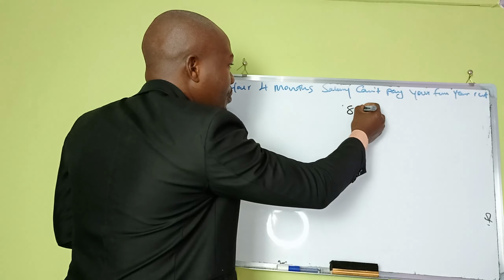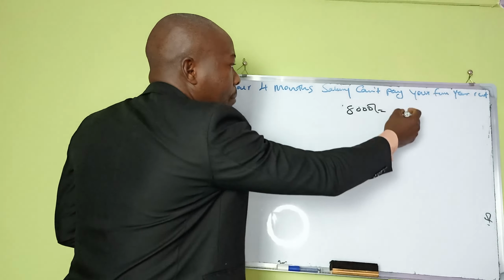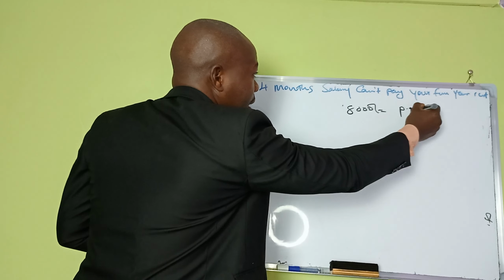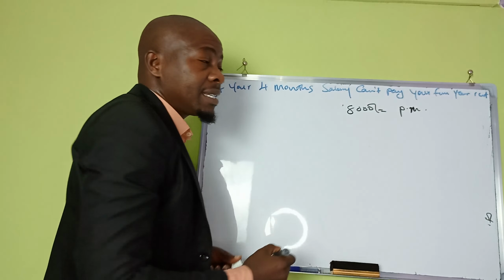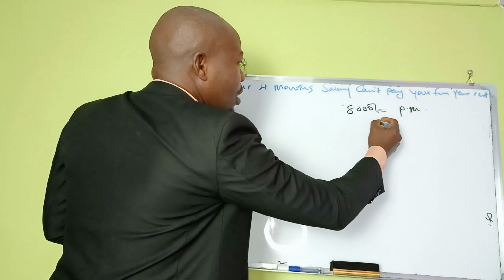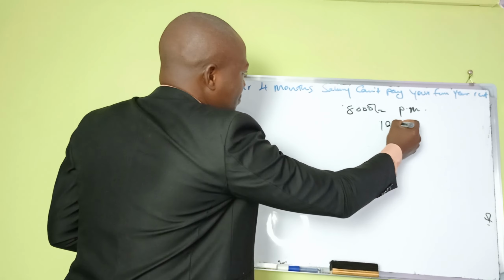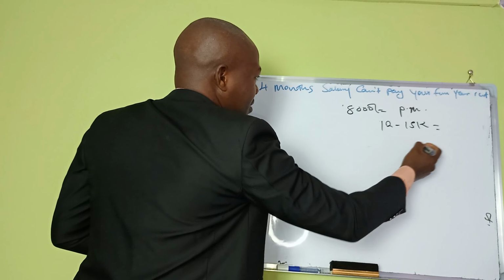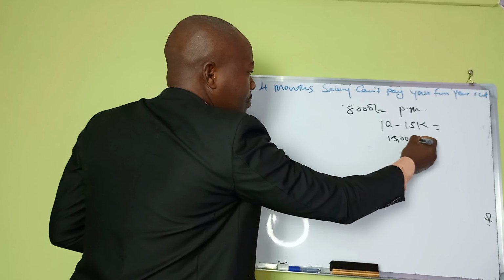For instance, let's say you pay 8,000 Kenyan shillings per month. And by the way, when I say 8,000, it's not a decent place here in Kenya. If you want to live in a decent place like a one bedroom, it's going to cost you approximately 12,000 to 15,000. Let's take an average of 13,000 per month, okay?